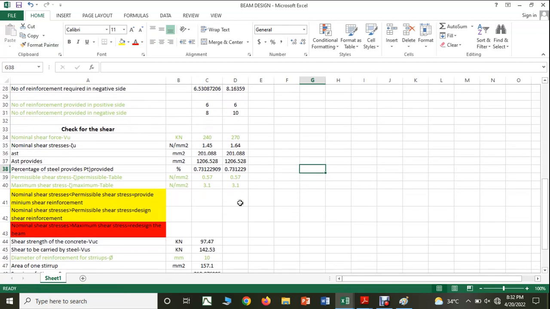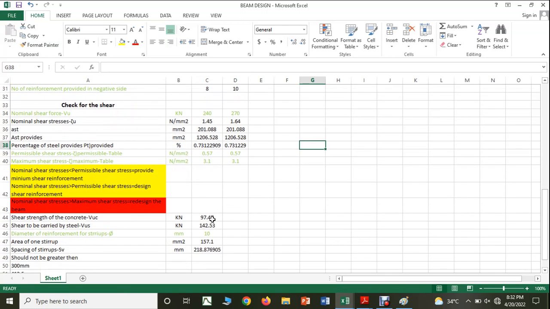And anyhow the same procedure. Now Vuc value I am supposed to find out. This is my Vuc, and Vus value will change, it is 170. So this also I am going to maintain 10 mm diameter only. So when I calculate the individual area, and now this is the spacing, the nominal shear stress value is 1.64, whereas permissible is 0.57. So nominal shear stress is more than permissible, therefore you are supposed to design the shear reinforcement.